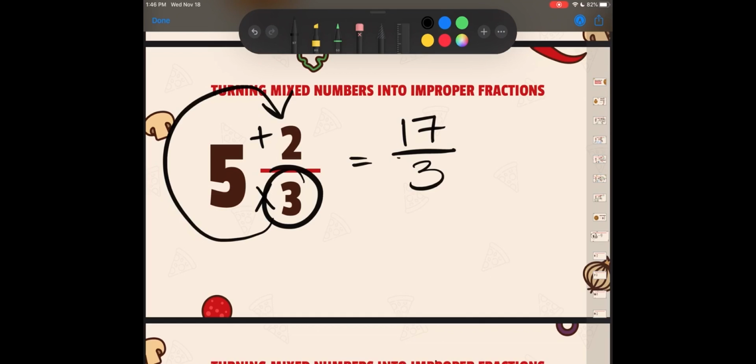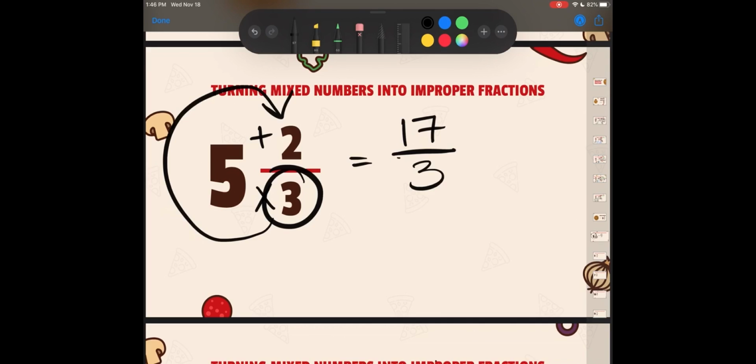But our denominator was 3. So our denominator stays 3. And we end up with 17 thirds, just like what we did with all that addition. But it's easier. It's faster, right? So we basically work around the fraction, around the mixed number. We do our denominator times our whole number plus the numerator. So we start at the bottom, work our way around and up. And this ends up being easier.